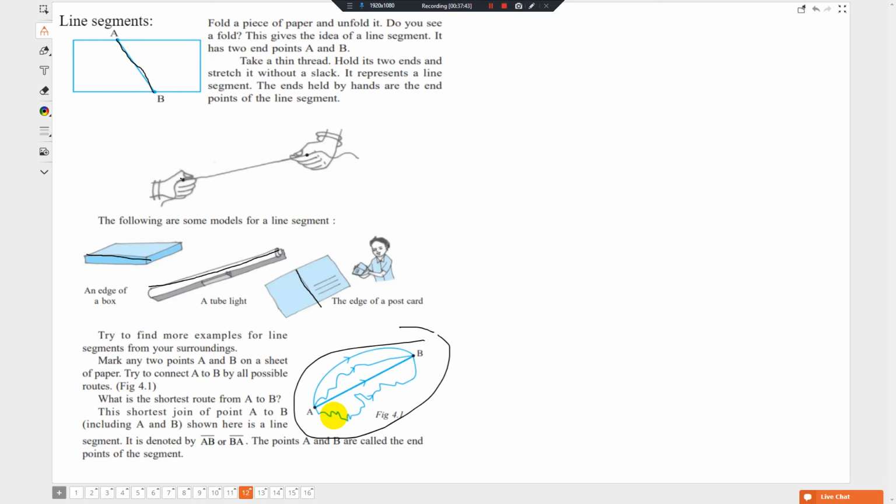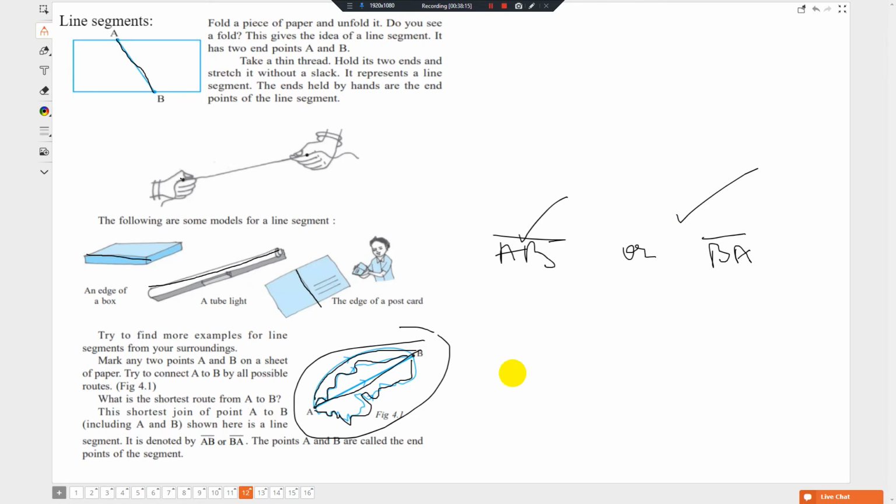What is the shortest route from A to B? Is it this? It takes a very long time. This is very long. Super long. See. So what is the shortest route? It is the line segment AB. It is denoted by AB or BA. You can use either of them.